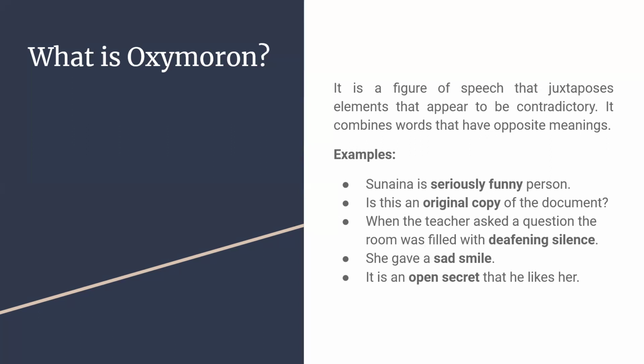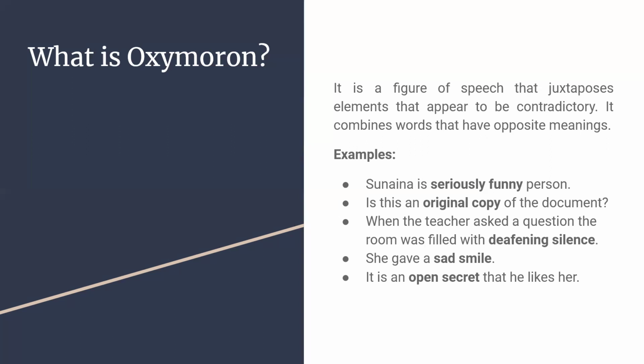Then, when the teacher asked a question, the room was filled with deafening silence. We have earlier discussed what deafening silence is. The next one is she gave a sad smile. Sad smile. We usually smile when we are happy, but there would be a sad smile too. It is an open secret that he likes her. Open secret. So these are a few examples of what an oxymoron is.